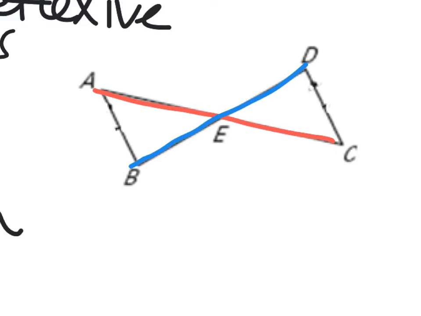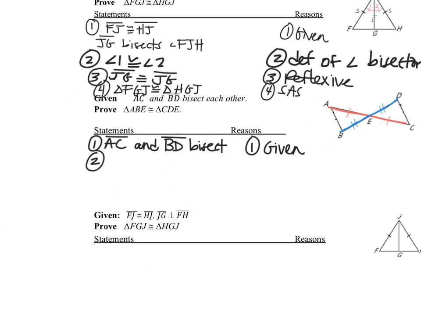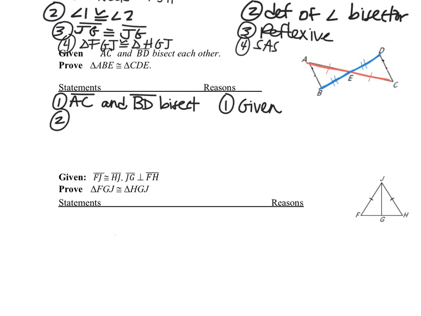We're using those two lines. Allison, what do you think? AE and CE. And John, what else? Yep, these two. Because they bisect each other, they're cutting both in half. So now write down the statements for that. AE is congruent to CE. And you can do it on the same line that BE is congruent to DE.